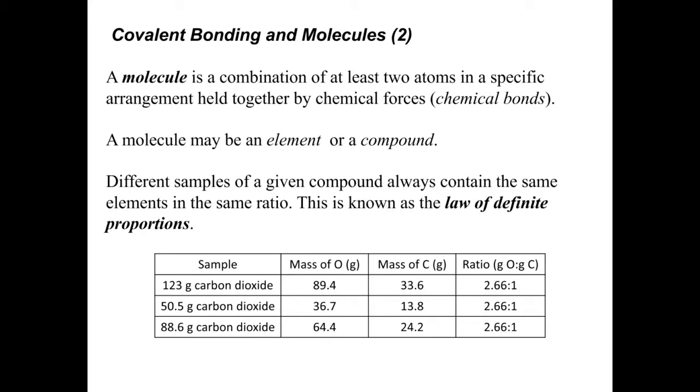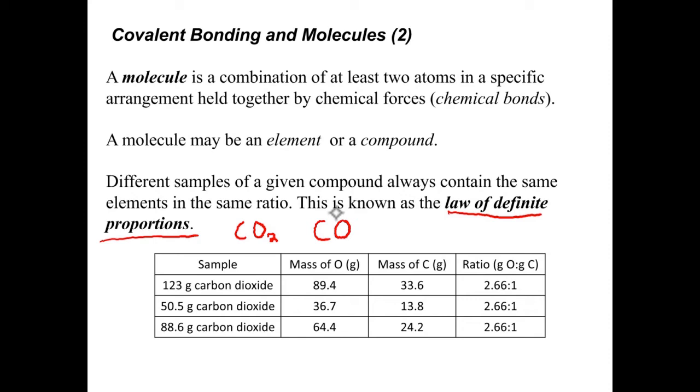Different samples of a given compound always contain the same elements in the same ratio. This is called the law of definite proportions, which sounds more complicated than it is. This just means that if I have any given compound made out of elements, it has to have that specific ratio. Something like CO2, carbon dioxide, is what we exhale, right? So if we have anything other than CO2, then we have a different molecule.